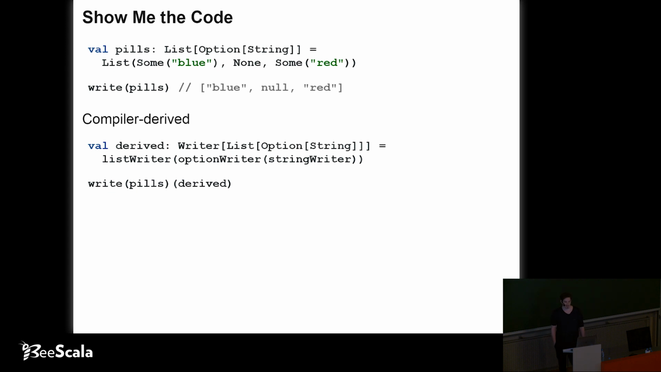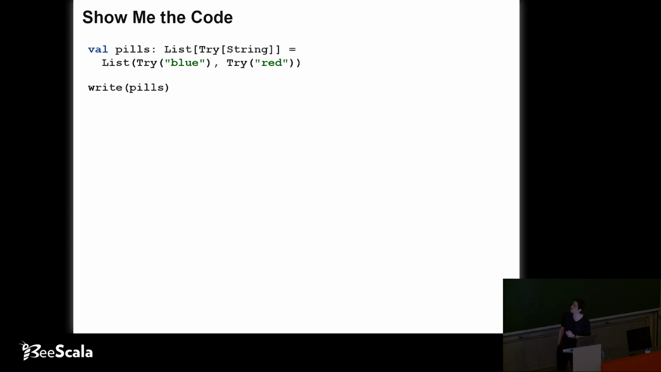But suppose we miss something. Suppose we're now trying to write a list of try of string. We didn't teach the compiler how to write tries of things, and obviously the compiler can't derive things by magic. It has to have some rules to do this. So in this case, the compiler gives us a compilation error telling us, you're trying to write a list of try of string, but I have no idea how to write it. It might not be obvious that it doesn't know how to write tries, but still, the compiler attempts to tell us that we're missing some piece of knowledge that we should have provided previously.